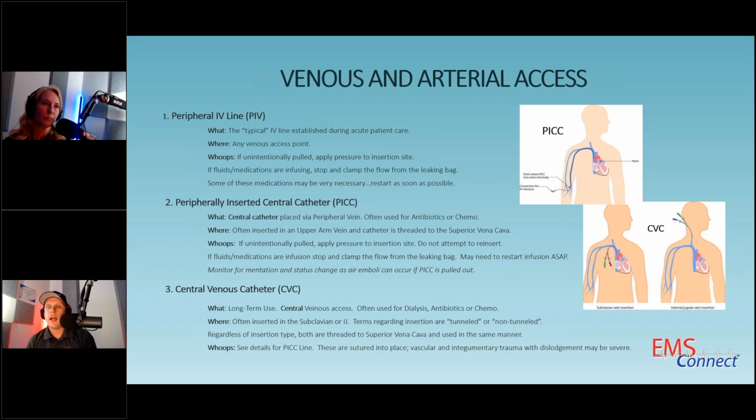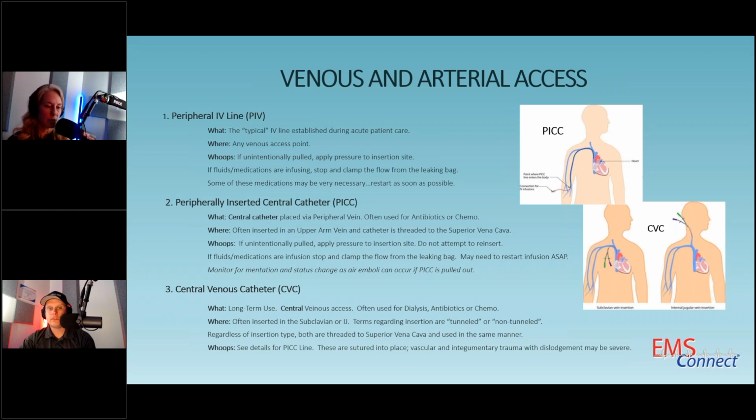And question, so what do you do if the central catheter gets pulled out or dislodged? Is it pretty much just the same treatment as the PIV line, just good direct pressure and, obviously, transport? Yep, absolutely. Don't let it delay your transport.